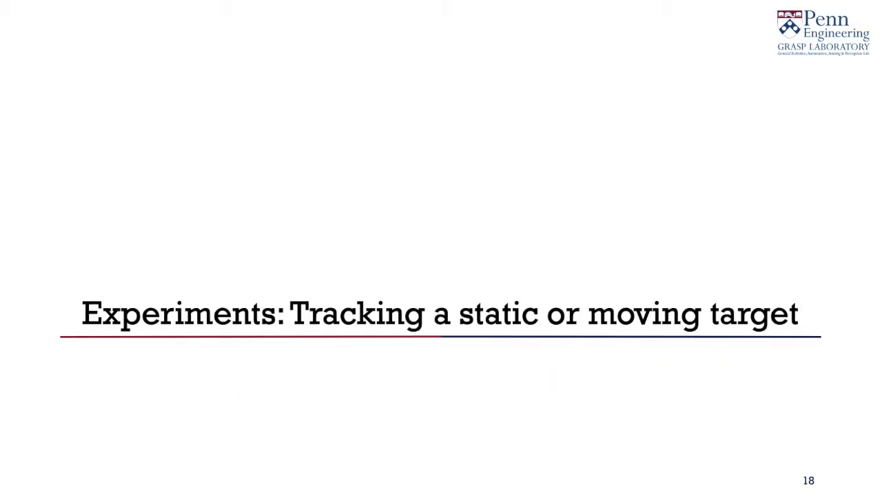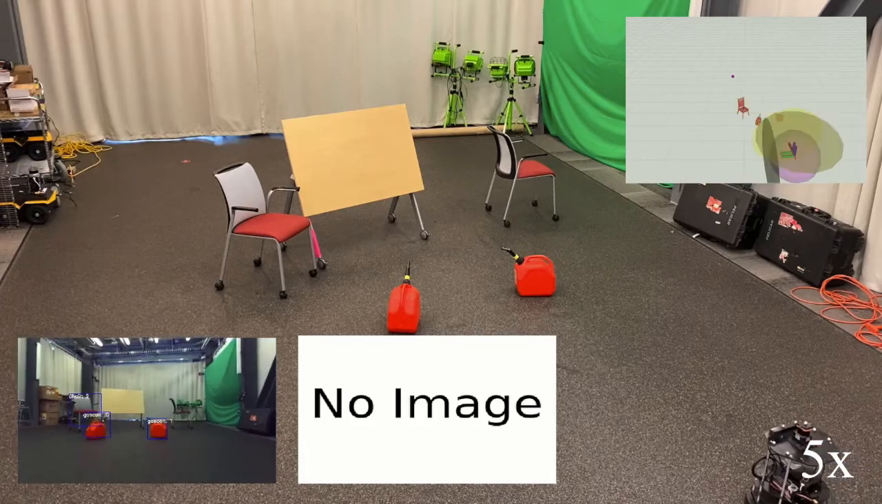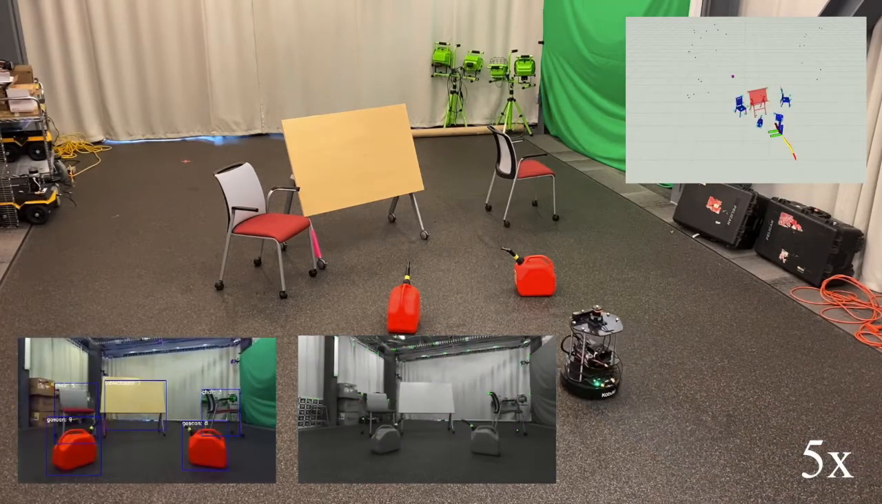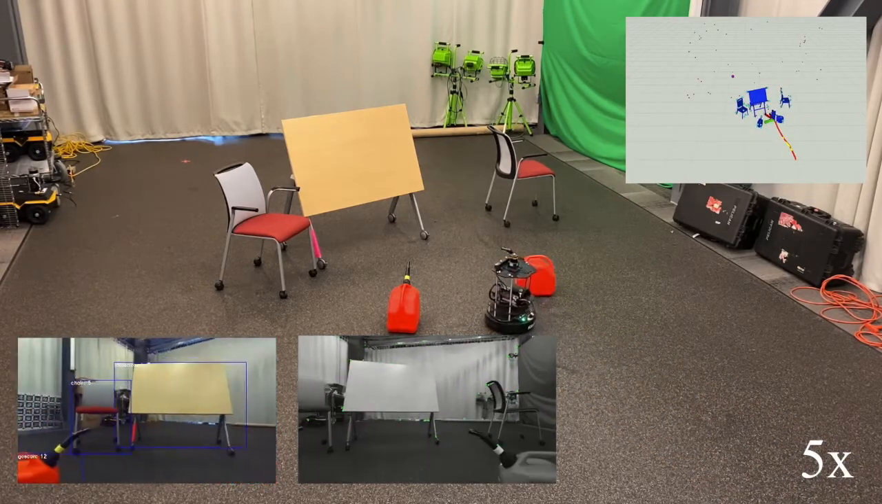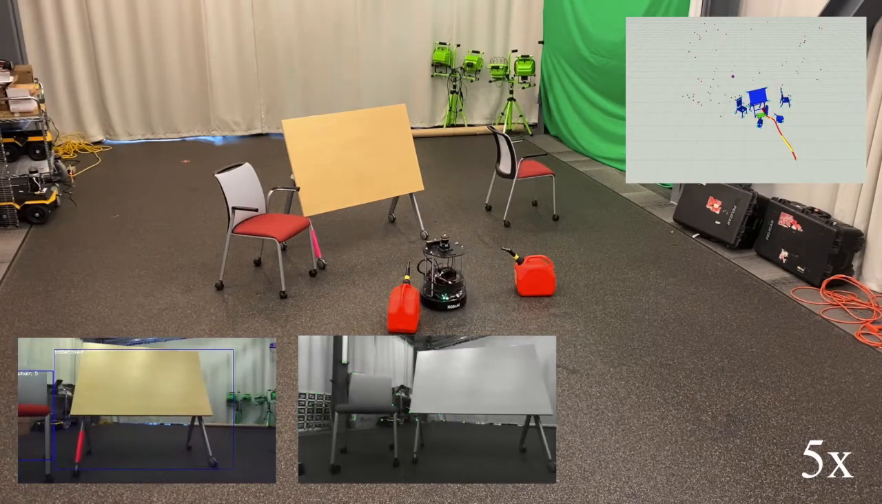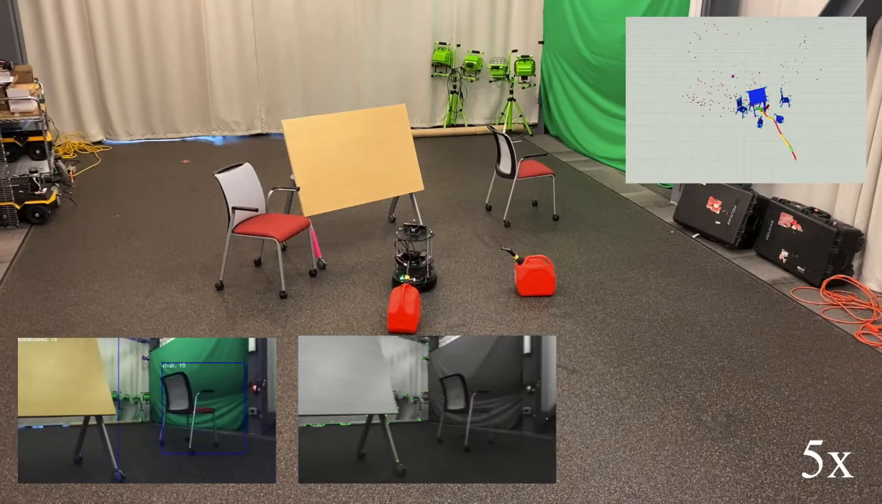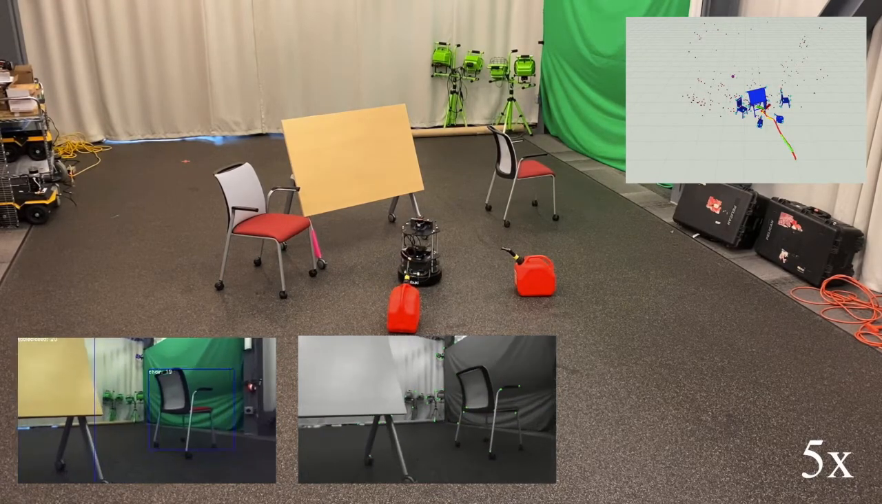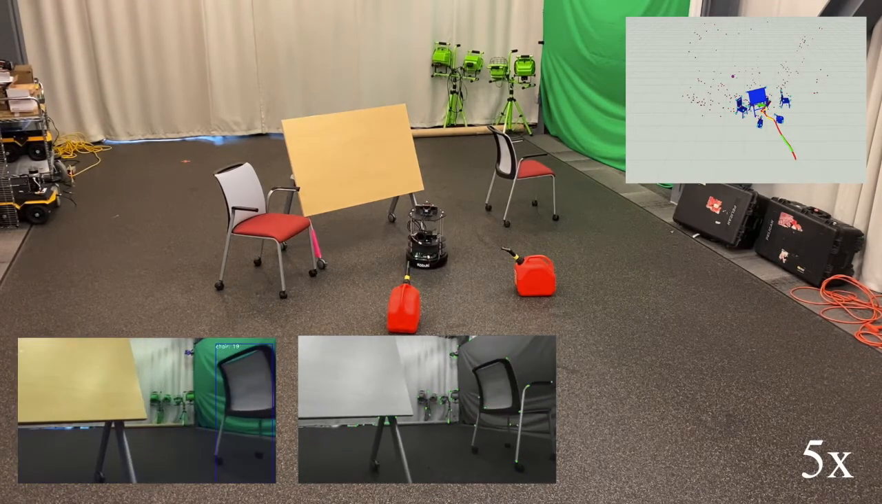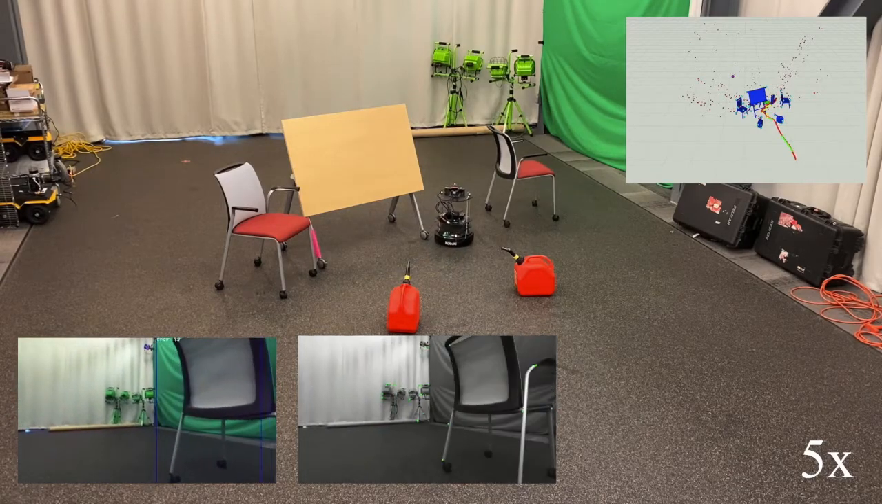In the first set of experiments, we considered tracking of a static or moving target. Here, the robot is commanded to navigate to a predefined goal location, shown as a purple dot in the semantic map at the top right. Notice how the robot detects objects and geometric features in the bottom first-person view screens, localizes obstacles in the semantic map in real time, and successfully avoids them.